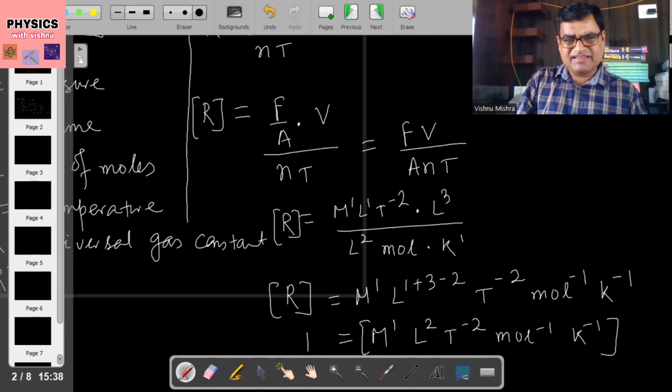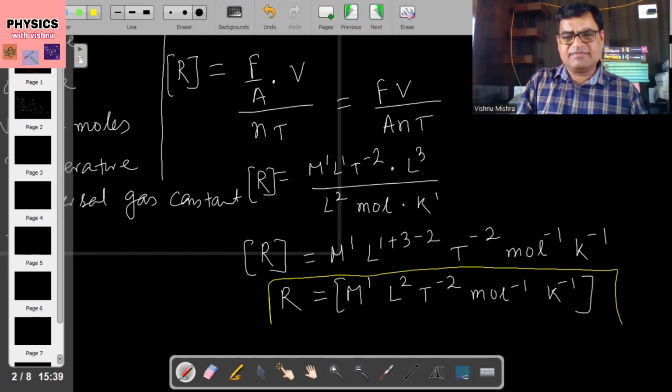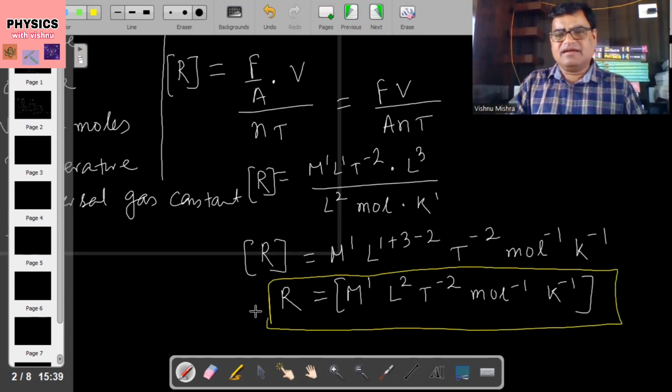This is very important. This is a frequently asked question in the exam. Dimension of universal gas constant. This dimension is frequently asked. R dimension. Clear? Understood this? How to solve? These are the fundamental dimensions, where the formula is given. The formula is given to you and you have to find out the dimension of one physical quantity.